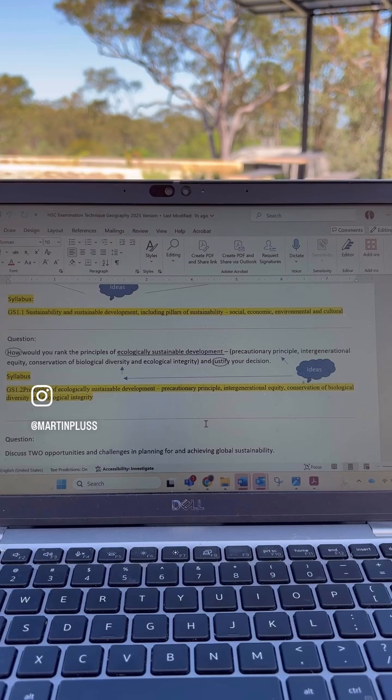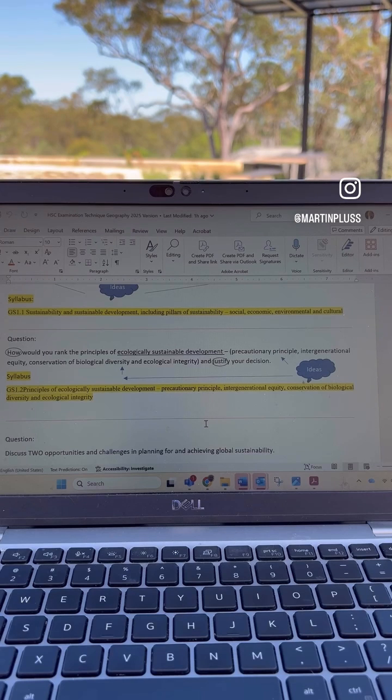And then I've actually put in brackets the principles, but you might not get that in the question. That's why the yellow underneath is important, where it reminds you of the hidden syllabus points. In the case of this question, the hidden syllabus points would be the expectation that you have to rank the precautionary principle, intergenerational equity, conservation of biological diversity and ecological integrity.